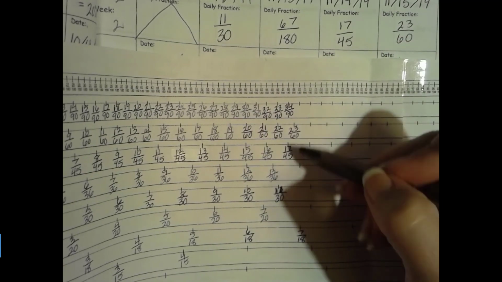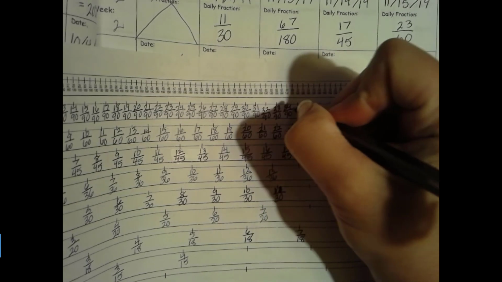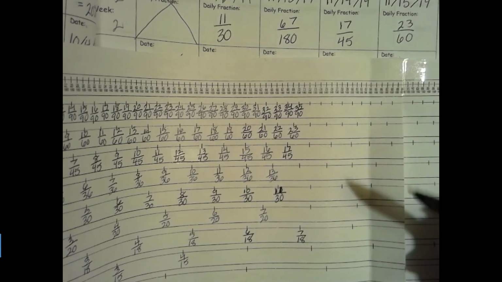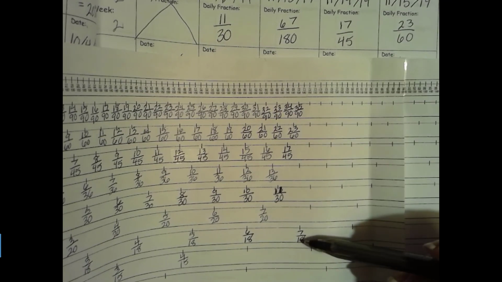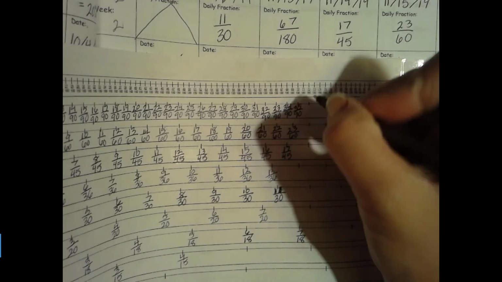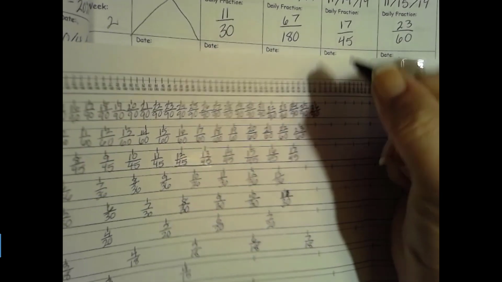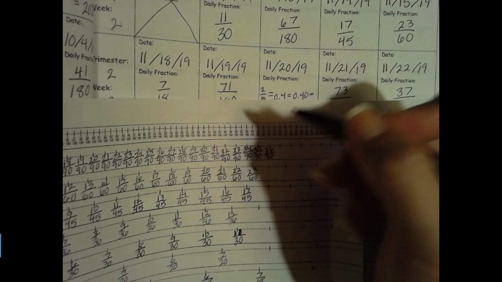34/90ths, which is equivalent to 17/45. That's the simplest form. 35/90ths. That one is equivalent to 7/18. That's the simplest form, or our equivalent fraction in lowest terms. 36/90ths, well, that is equivalent to 2/5, which is our simplest form, or equivalent fraction in lowest terms.